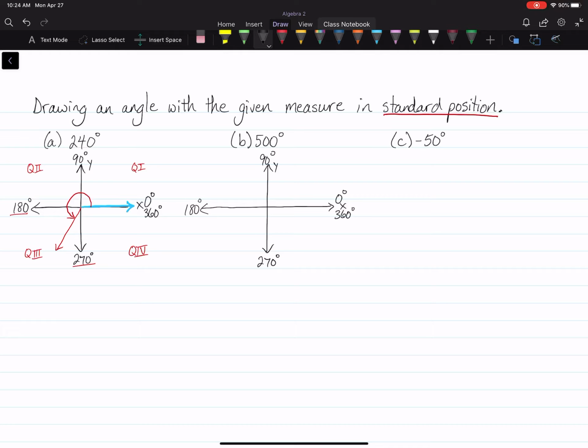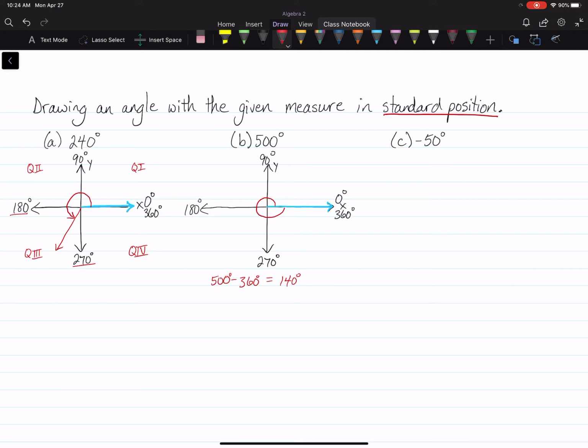So 500, we have a little problem here. 500 is more than 360 degrees. Well, all that means is my angle, again, is always going to start here. That's going to be my initial side. If I go around one full time, that's 360 degrees. I need to figure out how much further I have to go to get to 500. So I say 500 minus 360, and that is 140 degrees. So I need to go one full circle and then 140 degrees more.